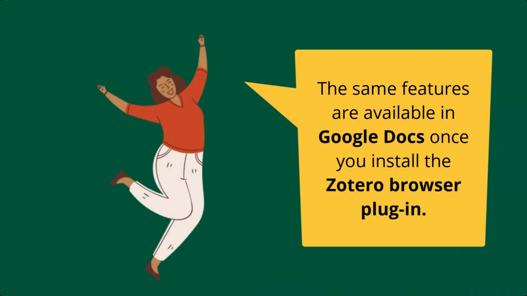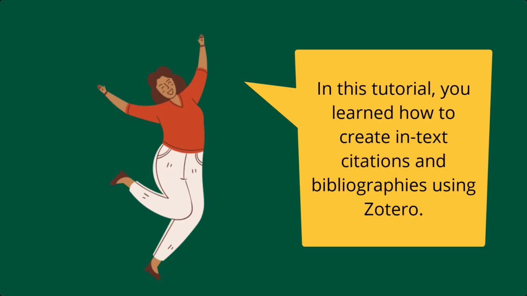All of these features are also available in Google Docs after you install the Zotero browser plugin. After installing the plugin, Google Docs will display a Zotero tab in the top navigation menu with the same features as Microsoft Word. In this tutorial, you learned how to create in-text citations and bibliographies using Zotero.